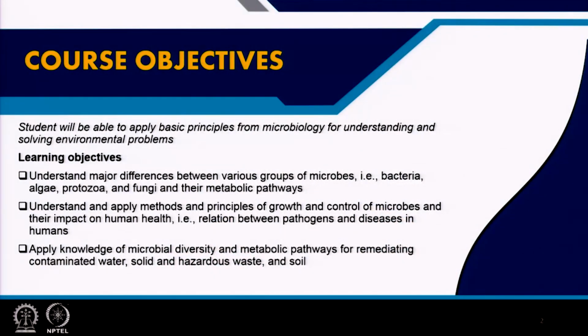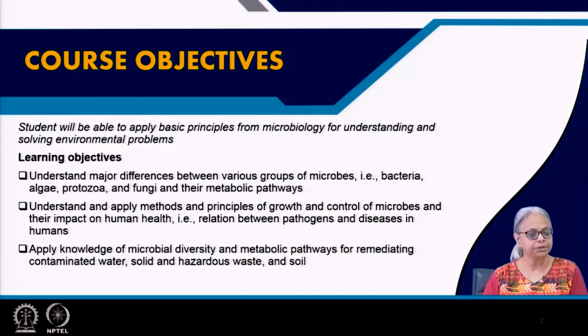Now, within this second part of the course, what is our objective? Our objective is that every student who has taken this course should be able to apply the basic principles from microbiology for understanding and solving environmental problems. So the first thing you will learn is to recognize the different groups of microorganisms, and these include bacteria, algae, protozoa and fungi. And we will look at their metabolic pathways.